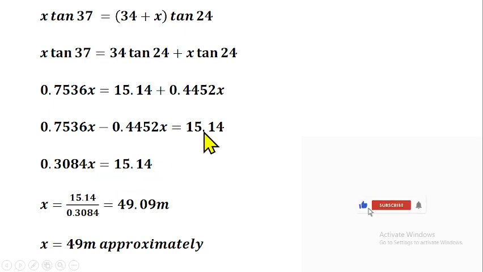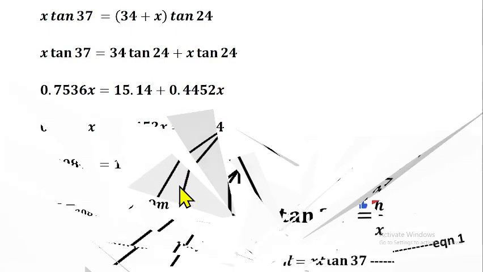0.3084x equals to 15.14. Our aim is to find x. If you divide both sides by 0.3084, that means you'll have your x to be equal to 15.14 divided by 0.3084, and that should give us 49.09 meter as the value of our x, which if you approximate to the nearest meter, that should give us 49 meter approximately. So let's go back.